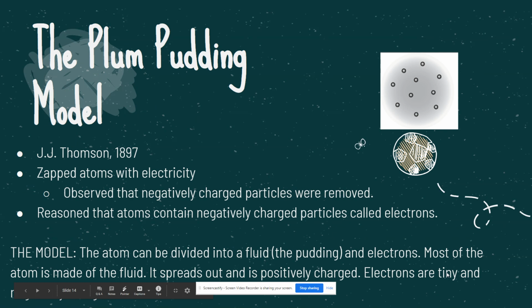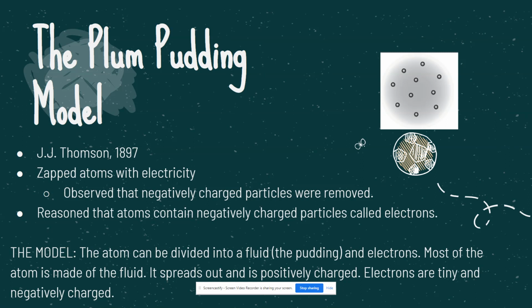The next one, we have the plum pudding model. This was by J.J. Thomson, not J.T. Thompson. This was done in 1897. He was a British scientist. He zapped atoms with electricity. He observed that negatively charged particles were removed. Then he reasoned that atoms contain negatively charged particles, which he called electrons.